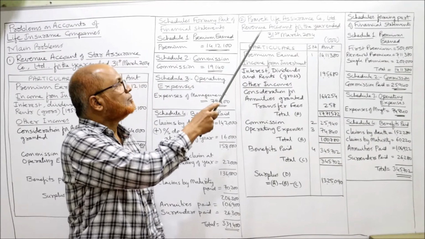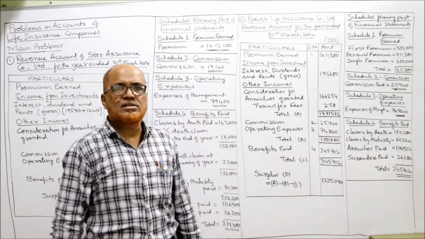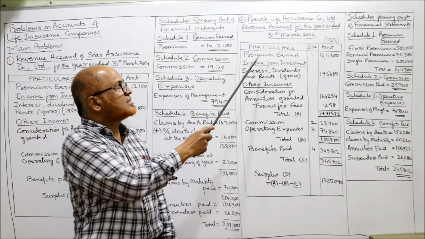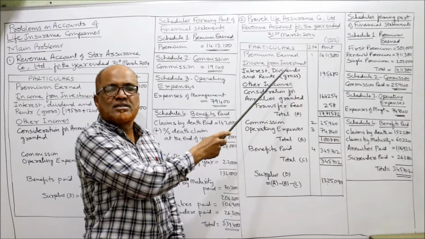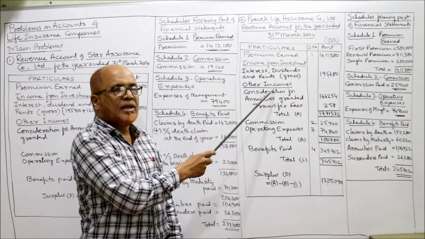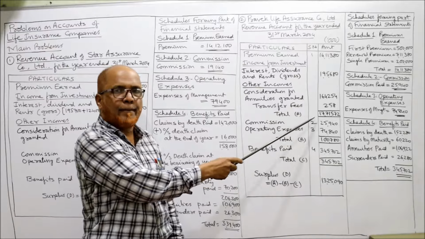Now see the solution. Pravek Company Limited, revenue account for the year ended 31st March. Exactly the same format I am going to make. First, premium earned, schedule number 1. Then income from investment, interest, dividend and rent gross. Then other income, consideration for annuities granted, transfer fees. This is the total of A.